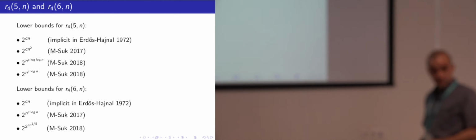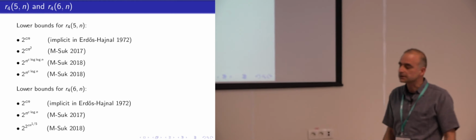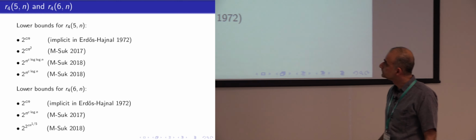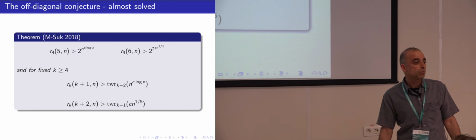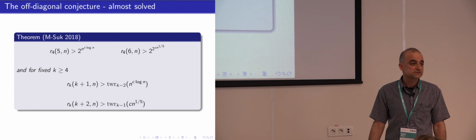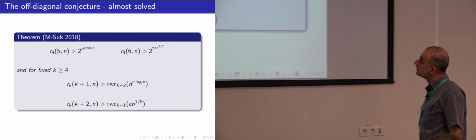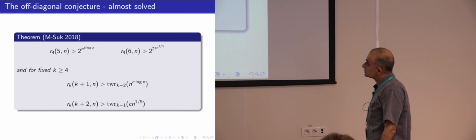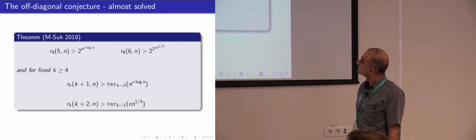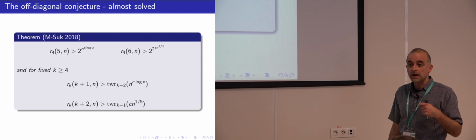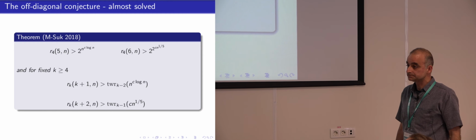For R5n, which is a more difficult problem, right? You're forbidding something smaller, we have 2 to the n to the log n. So here is a summary of what is known as far as the growth rate of hypergraph Ramsey numbers, off diagonal case. We know R5n is 2 to the n to the log n, R6n is double exponential, and we also know corresponding bounds for the k uniform case.